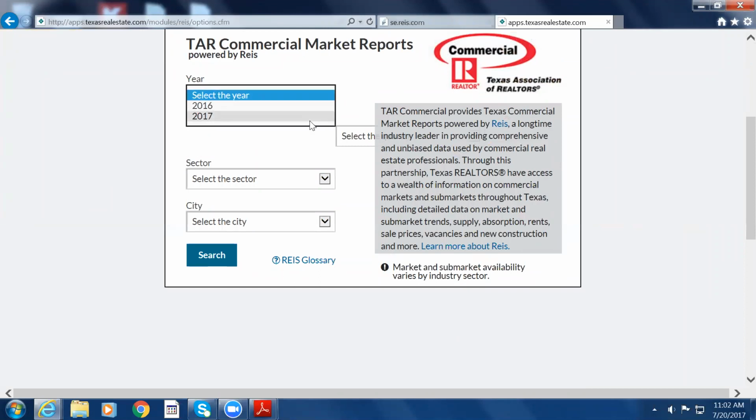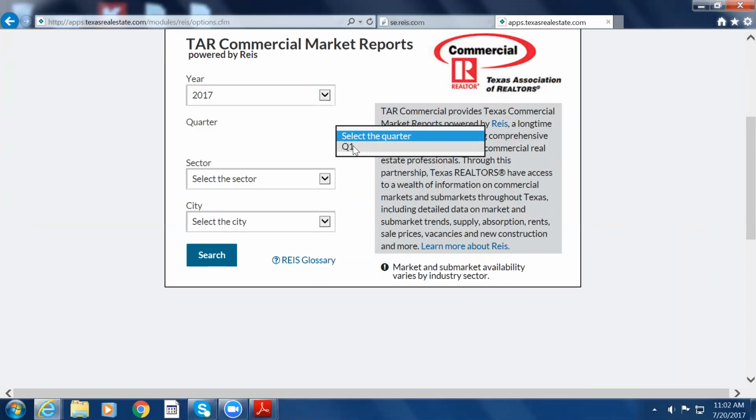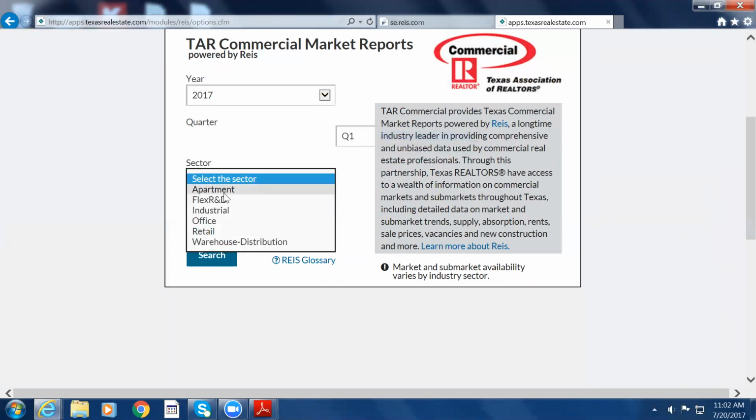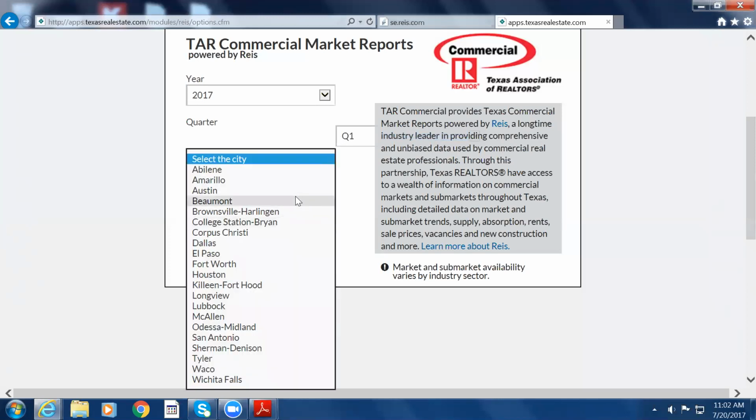So what you're going to do is just select your year. You select your quarter. We've only got Q1 so far this year. Then you select what sector you want to go to. So let's look at office. Then you select the city that is available. These are all the markets available for office so far. Yes, we have Tyler, we have Sherman. If your community is not on there, we're sorry. It is just for the reasons that Ayana explained earlier, that they don't have enough data to make these kinds of reports for your area.